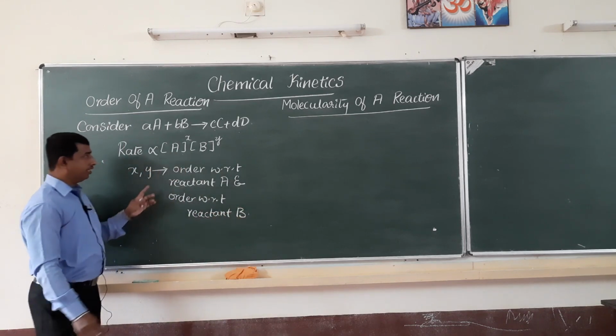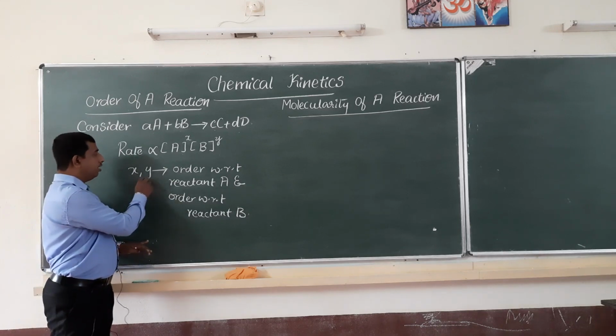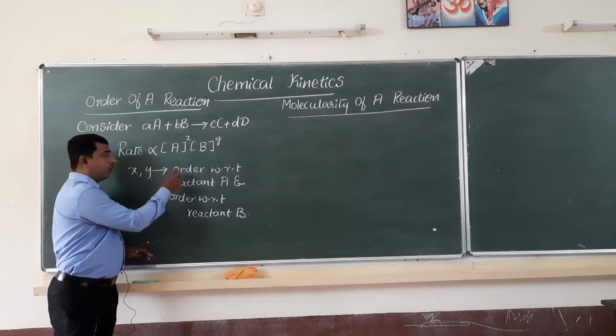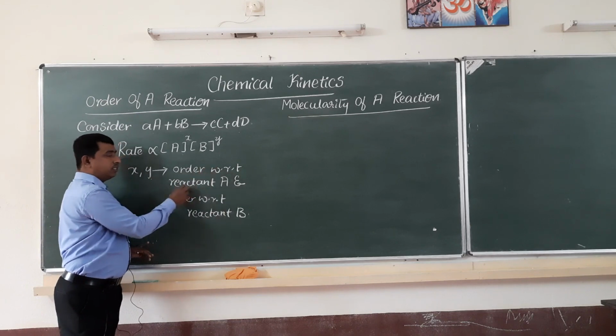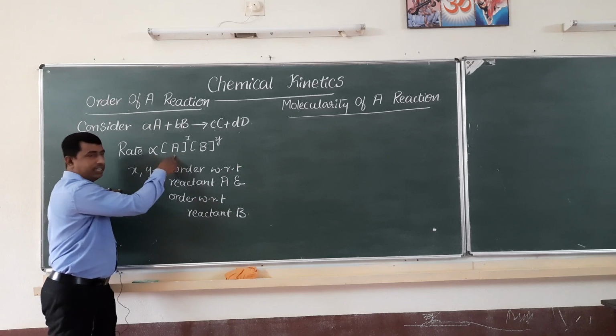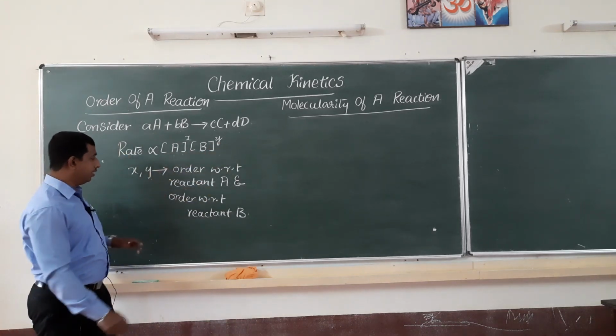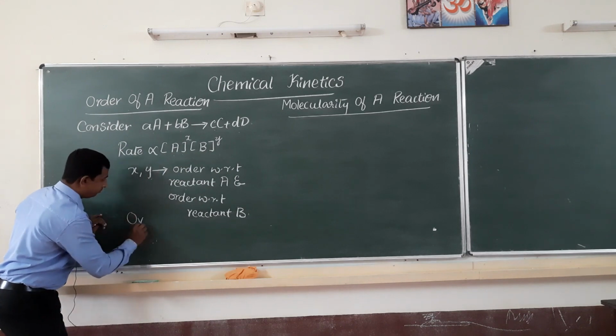reactant B. So x and y, usually they are named as what? Exponents. So here what I will tell, x and y, they are orders with respect to what? With respect to reactant A and reactant B. So x is the order with respect to reactant A, y is the order with respect to reactant B.